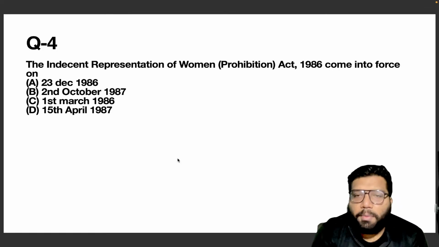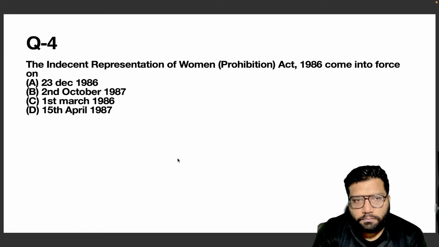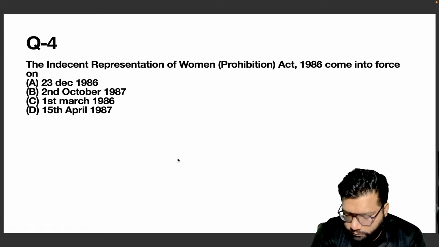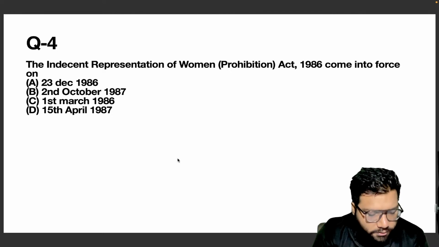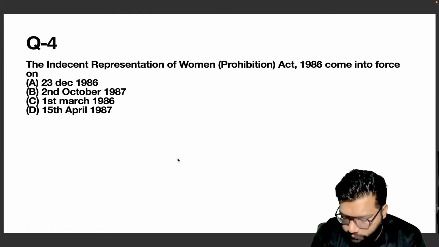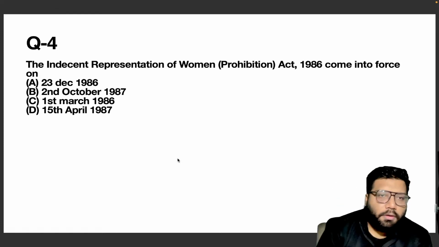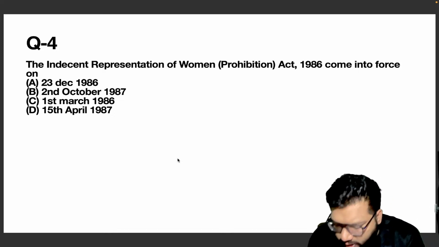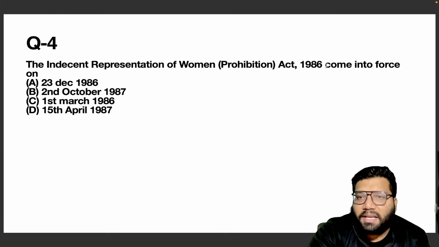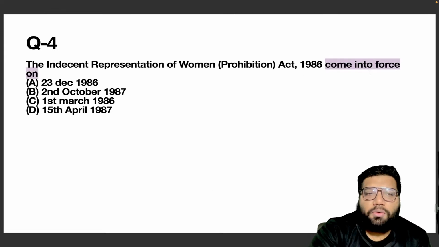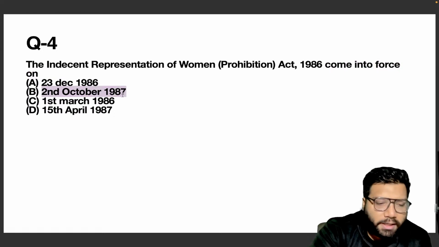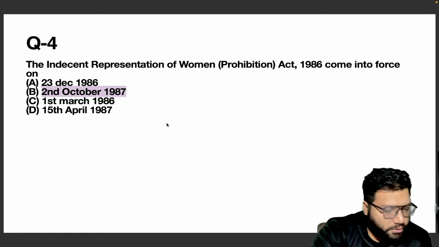The Indecent Representation of Women Prohibition Act 1986 came into force on which date? It's okay, Vandana. You don't need to be sorry for that. Aprajita and Vandana, correct answer. Siddharth, please do correct your answer. I'm asking about come into force. The date is going to be 2nd October 1987. So that is the correct answer.